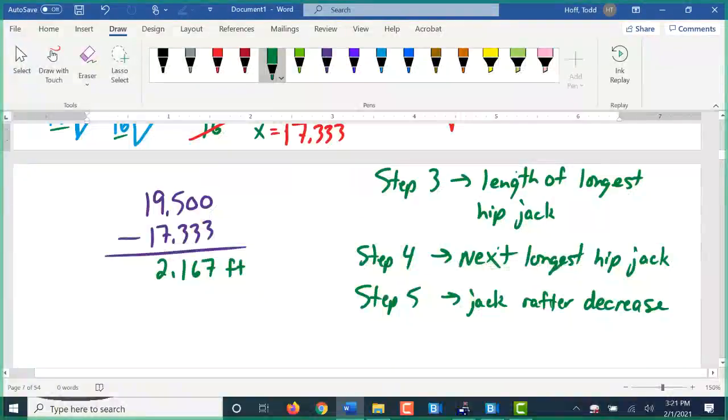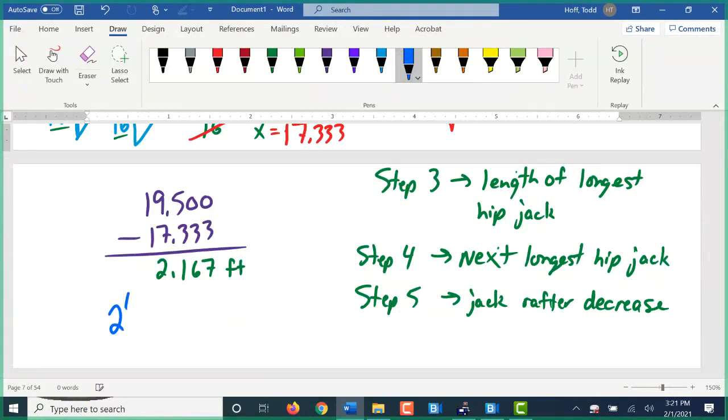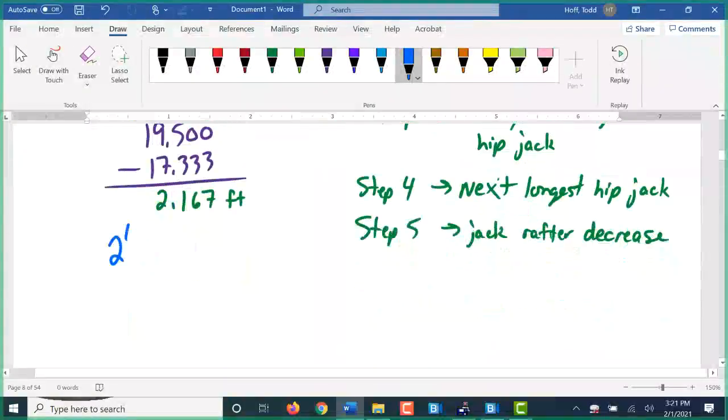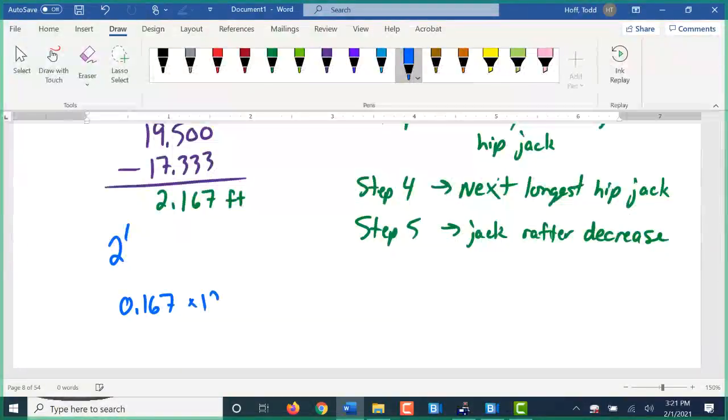Now, of course, we should change that to feet, inches, and sixteenths. That's 2 feet. What do I do with the 0.167? Times 12. This is going to give us 2, basically. Exactly 2 feet, 2 inches.